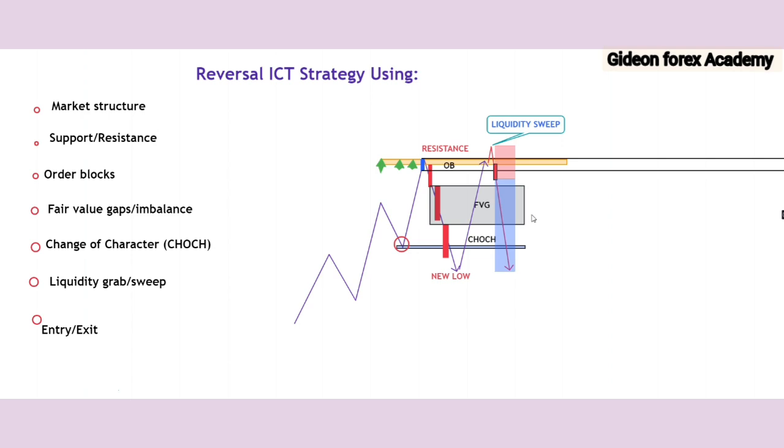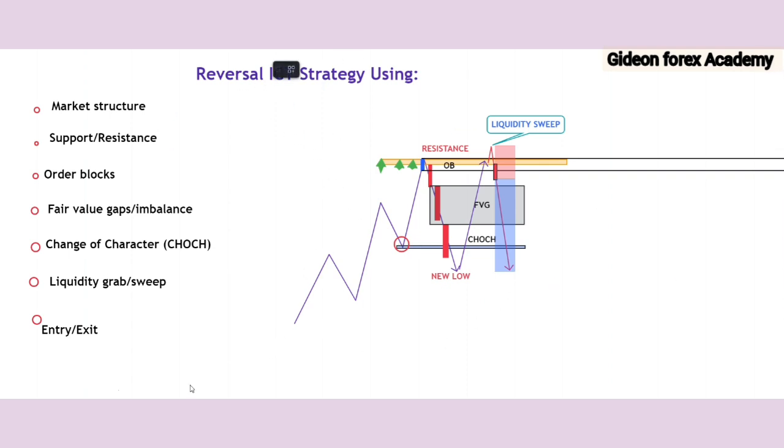It's usually 1 to 2 or even 1 to 3. If you have done your analysis on a higher time frame, this is more pips. You can even make a 1 to 4, 1 to 5 risk to reward ratio. So this is how you would trade this reversal strategy.